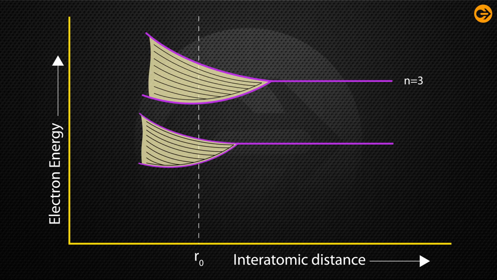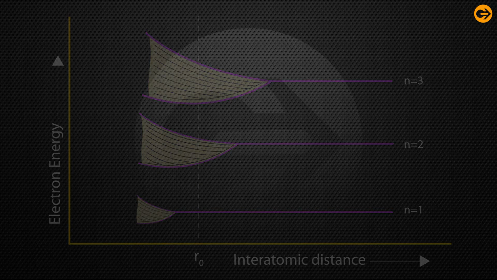As we continue decreasing the interatomic distance, the electrons from the n equals 2 energy level may start to interact, and the individual energy levels overlap and split into bands of energies. As we bring the atoms really close to each other, that is, if the interatomic distance becomes very small, then the electrons from the inner shell n equals 1 may start to interact. In the above diagram, R0 is the equilibrium interatomic distance.